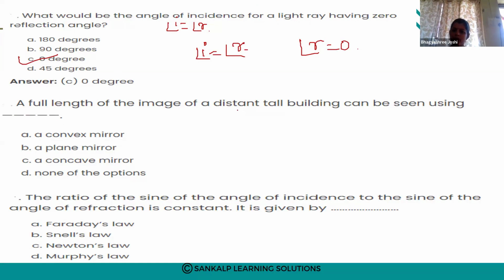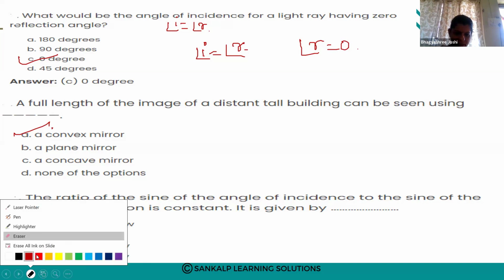A full length of the image of a distant tall building can be seen using, yes, there is a big tall building, and that building we have to observe. Which mirror will you use? Full length of the image of a distant tall building can be seen using a convex mirror, plane mirror, a concave mirror, or none of the options. So which mirror are you using? A convex mirror, right?